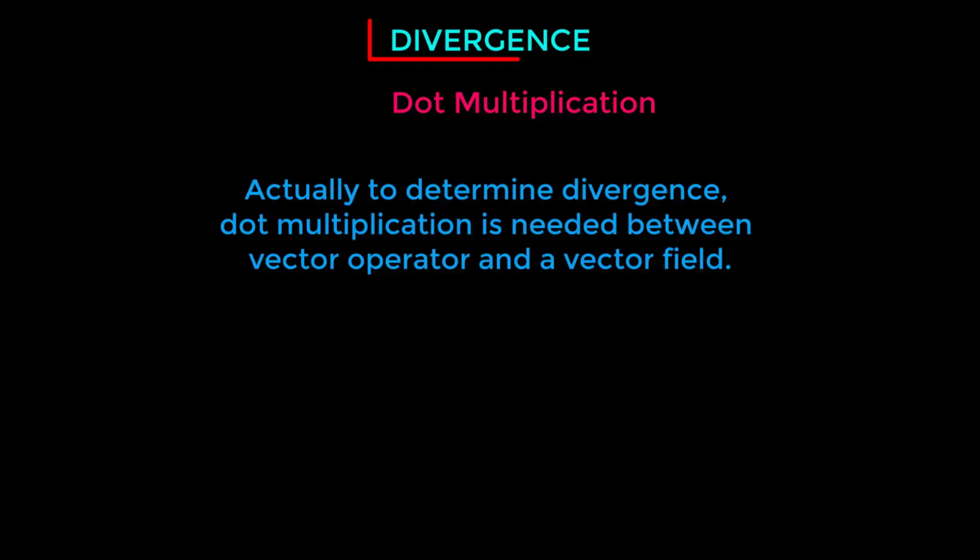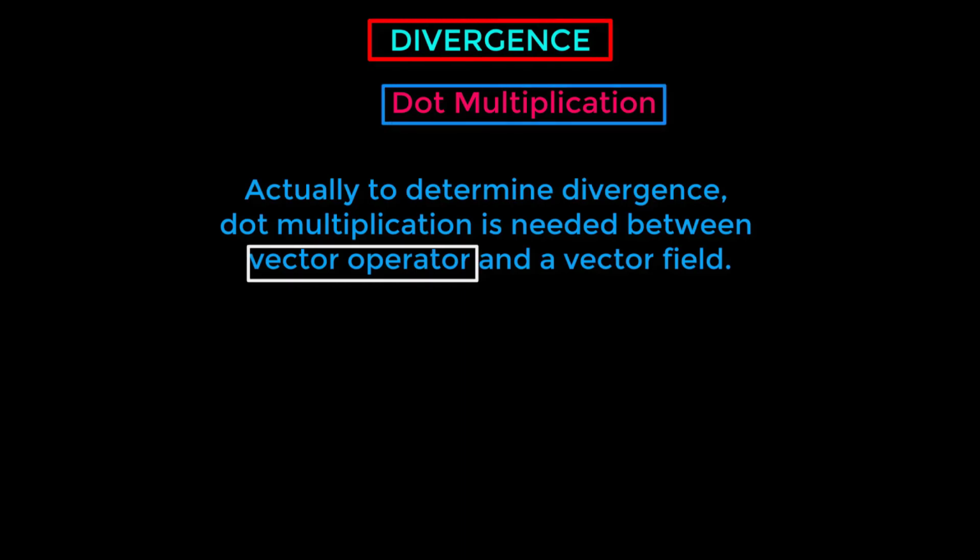Now we will learn how to solve the problems on divergence. Look at this word divergence. This word starts with the letter D. There is another word which starts with this same letter D, and the word is dot multiplication. Actually, to determine divergence, dot multiplication is needed between the vector operator and a vector field.